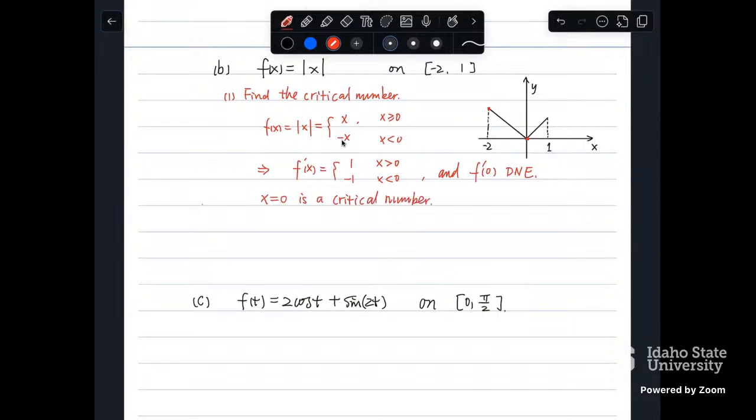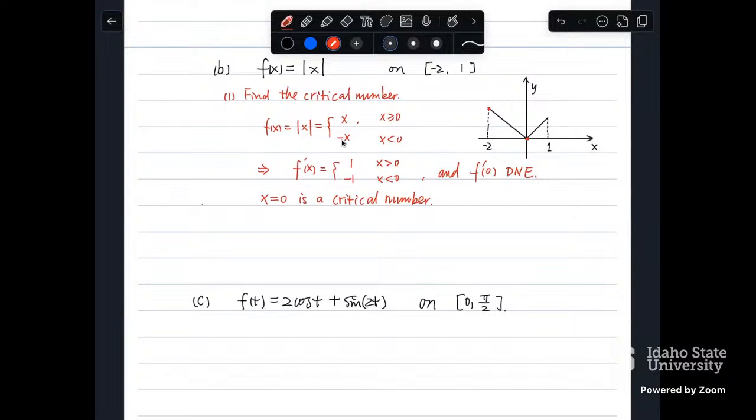And this is the only critical number, because when x is positive, the derivative is equal to 1, which will never equal 0. Similarly, when x is less than 0, the derivative equals -1, which cannot be 0. So no other point makes the derivative equal 0. The only critical number is x equals 0, and at this point the derivative doesn't exist.